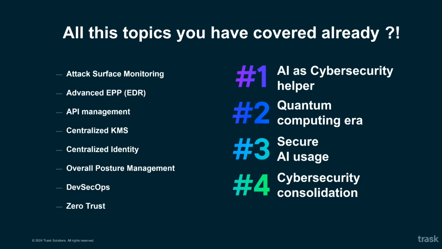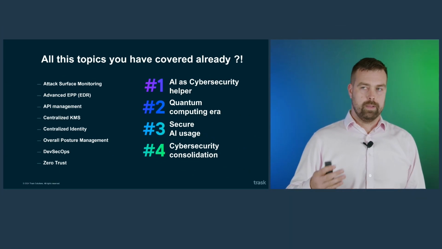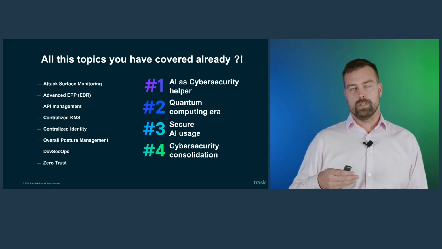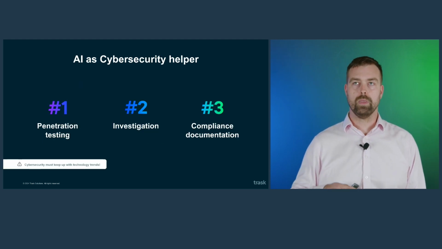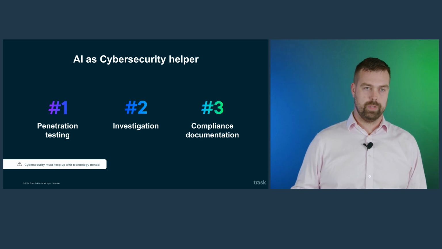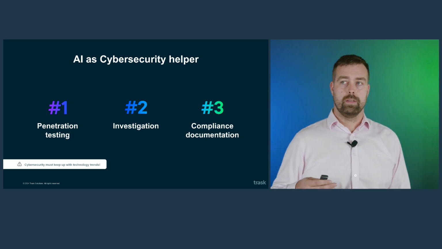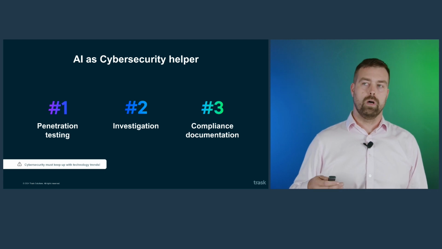What we will cover today is AI from the perspective of how to secure it and how to use it within cybersecurity. The next topic will be quantum computing, what that brings to you and what to be afraid of. Another topic will be cybersecurity consolidation, which is a very important topic today because it can significantly improve your security and also save some money for you. Let's start with AI as a cybersecurity helper. We will cover pen testing, we will cover investigation, and the last topic, compliance documentation, which means how to use AI within compliance.